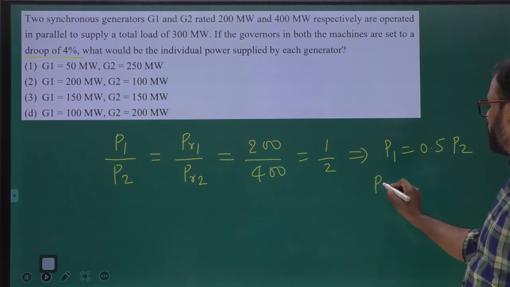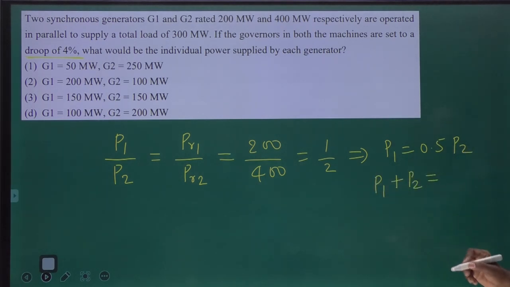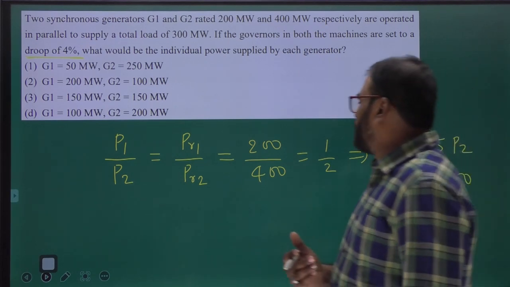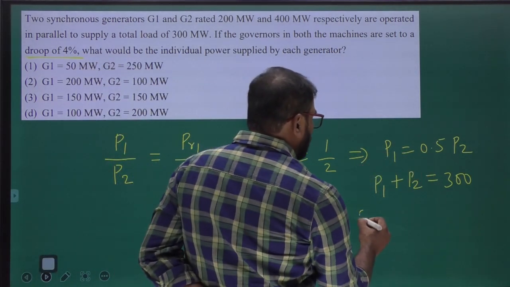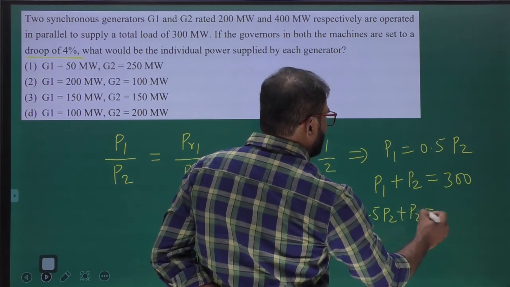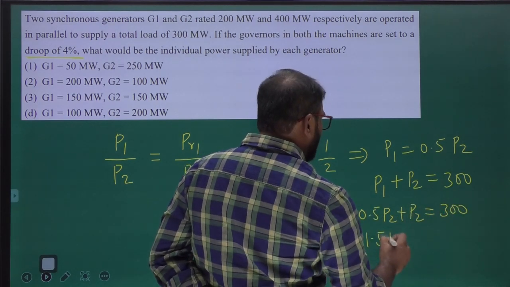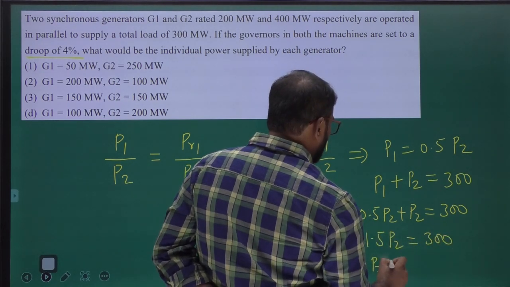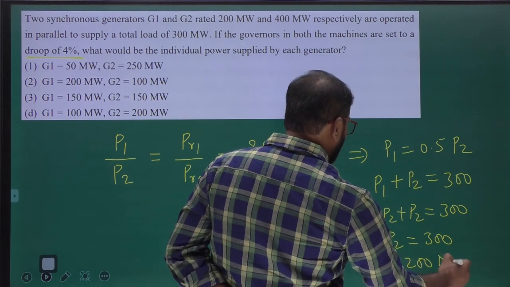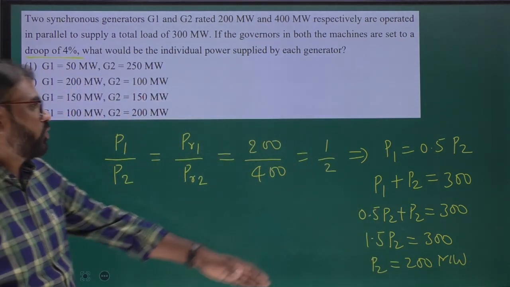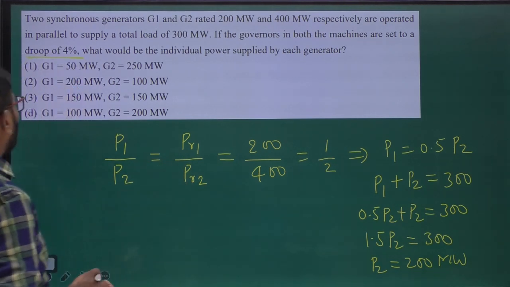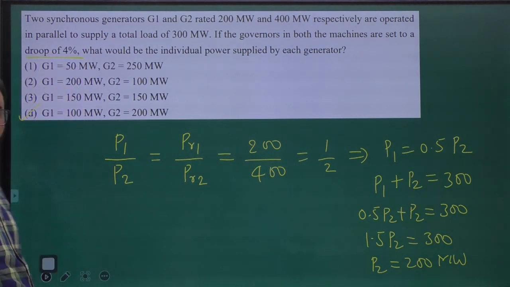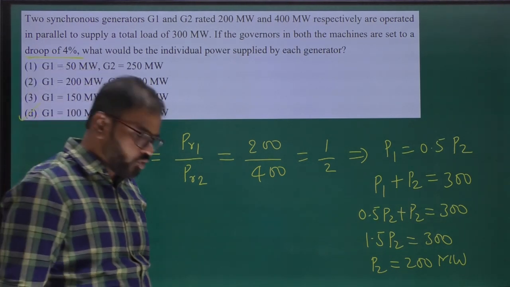This is one equation. Another equation is P1 plus P2 equal to 300. So now if I solve these two equations, what do I get? Let's substitute P1 equal to 0.5 P2. So 0.5 P2 plus P2 equal to 300. If I solve this, 1.5 P2 equal to 300, means P2 equal to 200 megawatts. If P2 is 200 megawatt, let's substitute here. What is P1? 100 megawatts. So the answer is P1 100 megawatt, P2 200 megawatt. Let's check. So the only option is D.